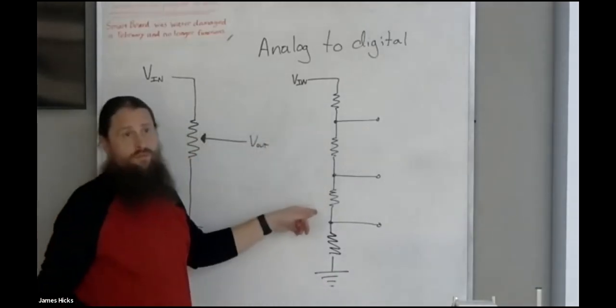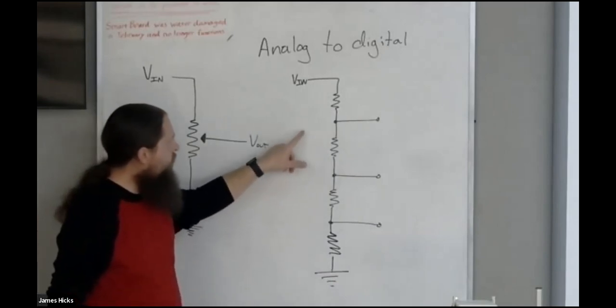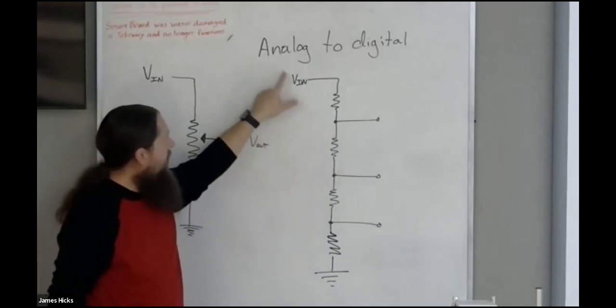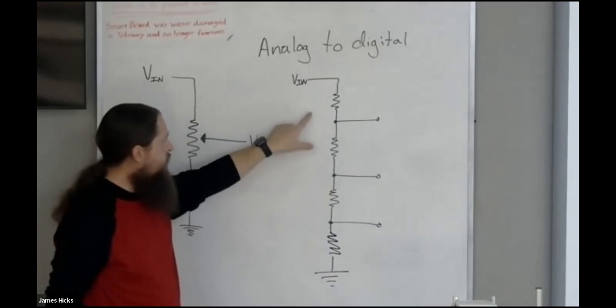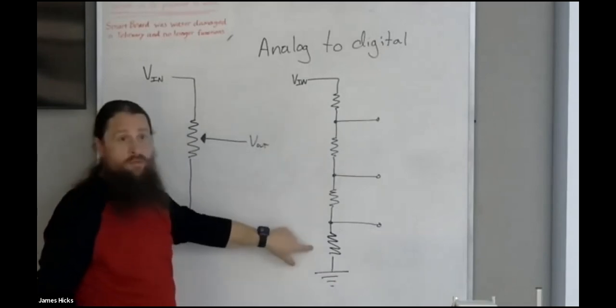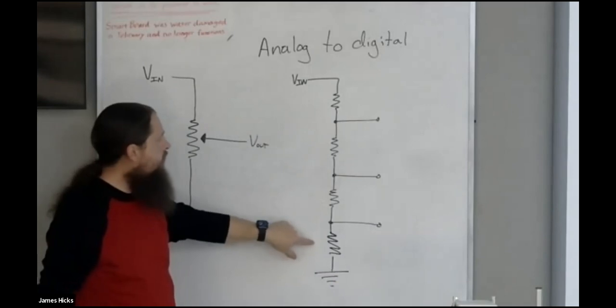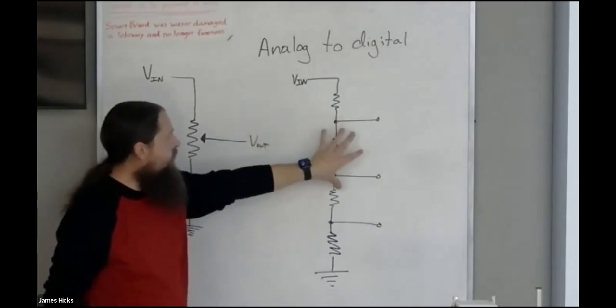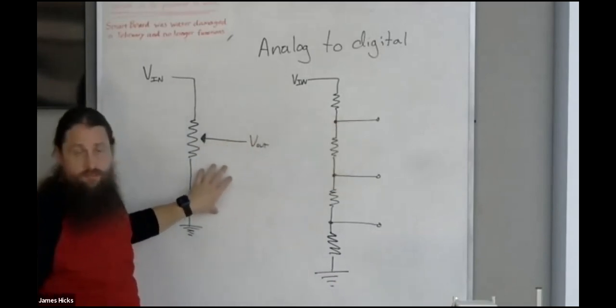This would be like a 2-bit potentiometer where there's 4 possible outputs. So that's the digital version of this.